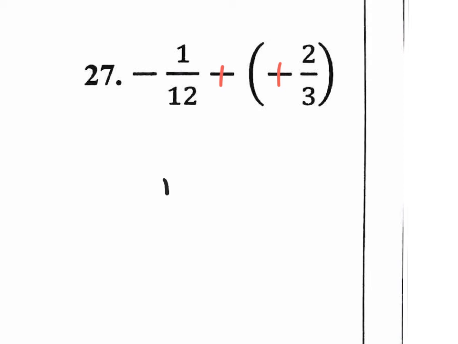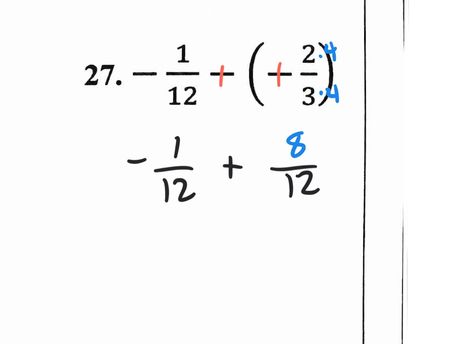So I want that denominator 12. This is already 12, so I don't have to do anything to it. So I'm not going to mess with this fraction. It's going to be negative 1/12. I only need one plus sign. I don't need to put both of them down here. 3 times what gives us 12? You guys said 4. Multiply by 4, you're going to get 8 up on top. So now that you have a common denominator 12, you could actually do the negative 1 plus 8. Negative 1 plus 8 is what? 7 over that common denominator 12.